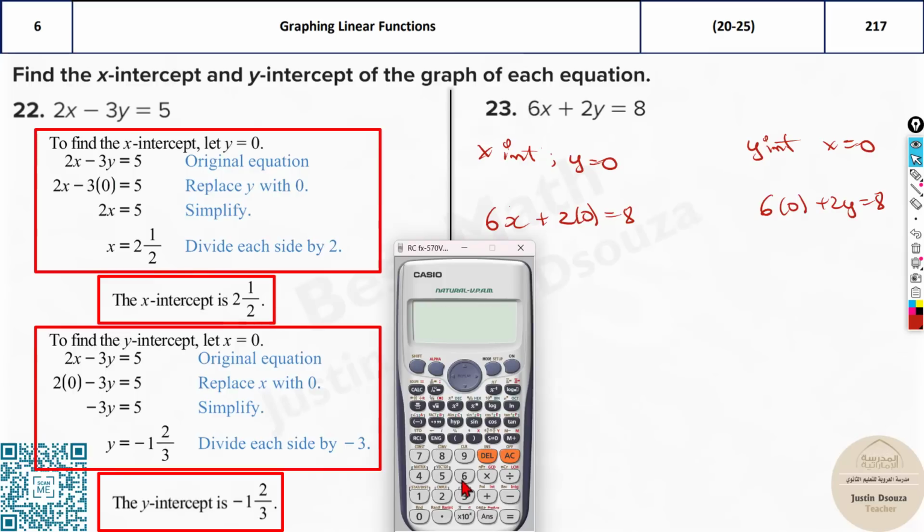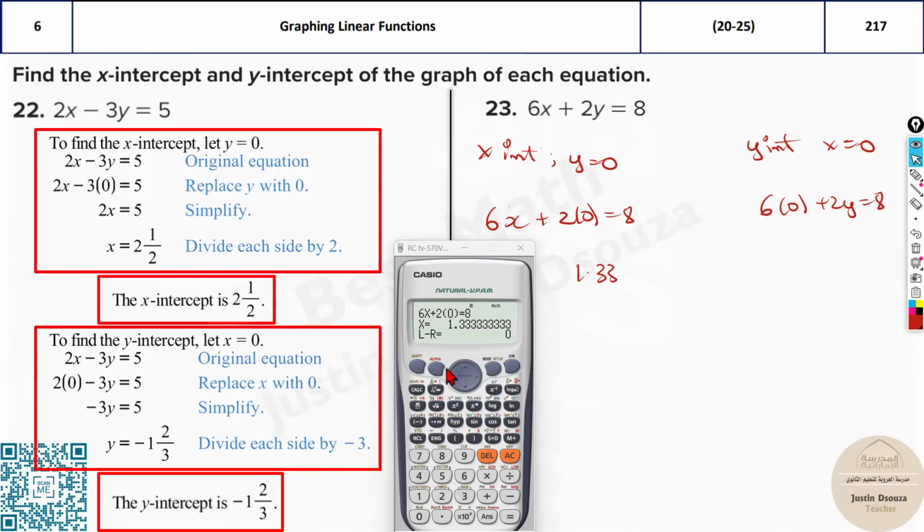Here you need to put 6 times x. I'll write it with the multiplication sign, or you can even write without, it's fine. Plus 2. If you want to put the brackets, absolutely fine. It will be considered as multiplication itself, or you can just write the multiplied symbol, equals 8. Shift and solve. The answer is 1.333. This is important. I'll show you what will be the options in a minute.